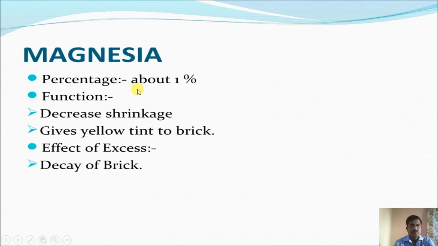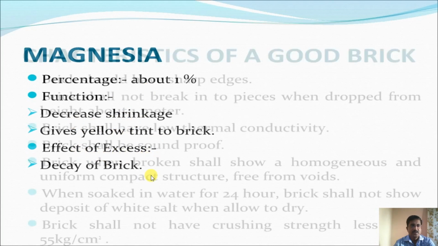Magnesia: percentage is about 1%. Function is to decrease the shrinkage and give a yellow tint to the brick. Effects: if it is used in excess, it may decay the brick.